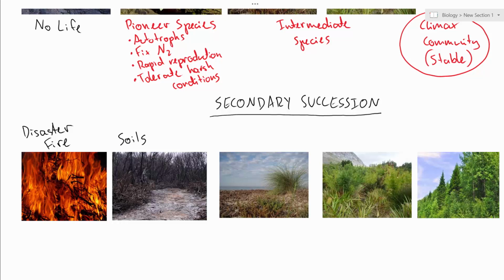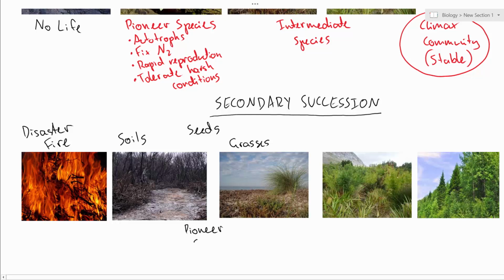As a result of soils being present, we are able to skip this whole stage where we have no life to minimal life and lichens breaking down rock. We already have soils. Not that long after the disaster, we're going to see seeds taking hold in the soil, and then eventually grasses growing. So we see pioneer species taking hold and starting to grow and reproduce a little bit earlier on. Once again, we move from grasses into shrubs as we get more nutrient cycling in the soil and a better quality of soil, and then work towards trees.